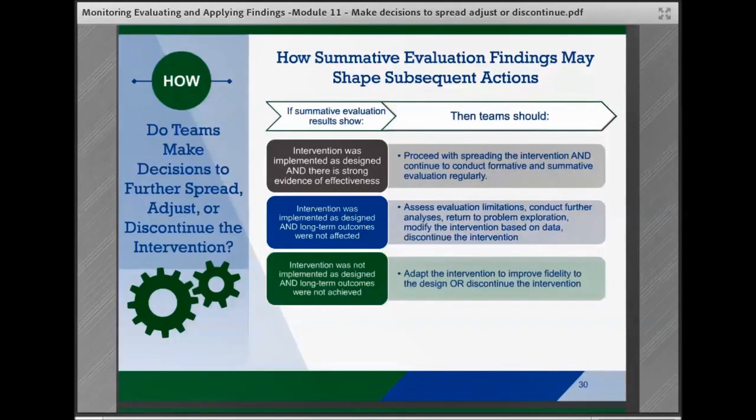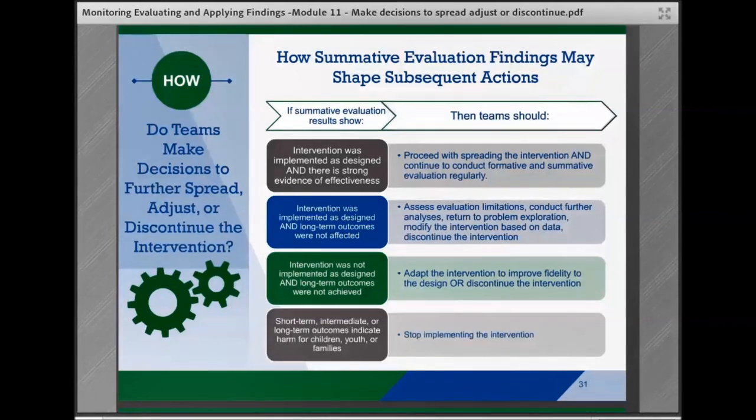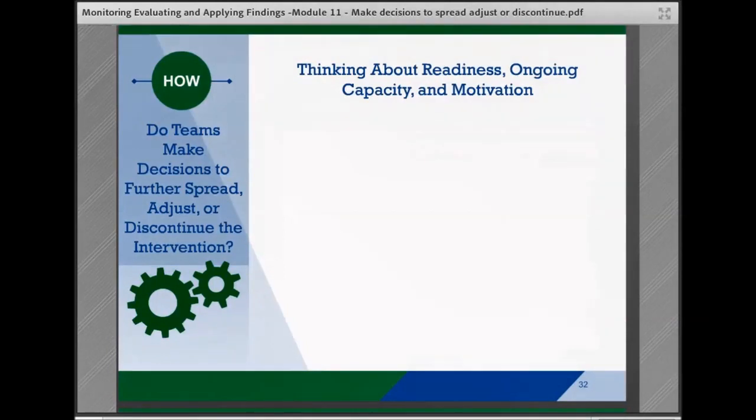If summative evaluation results show the intervention was not implemented as designed and long-term outcomes were not achieved, then teams should adapt the intervention to improve fidelity to the design or discontinue the intervention altogether. Lastly, if summative evaluation results show short-term, intermediate, or long-term outcomes indicate harm for youth, children, or families, teams should stop implementing. When making decisions about whether to sustain and/or expand an intervention, teams should consider not only evaluation findings, but also readiness.